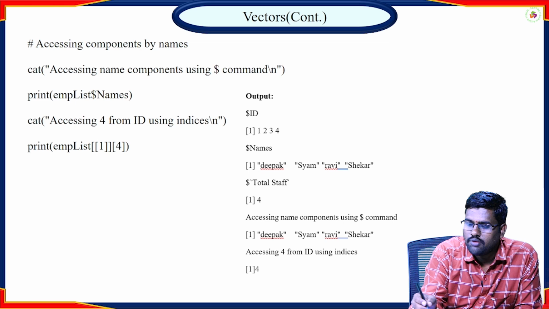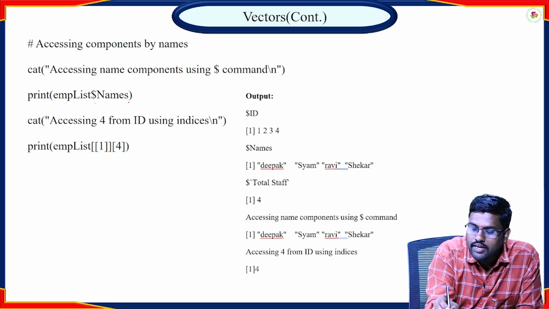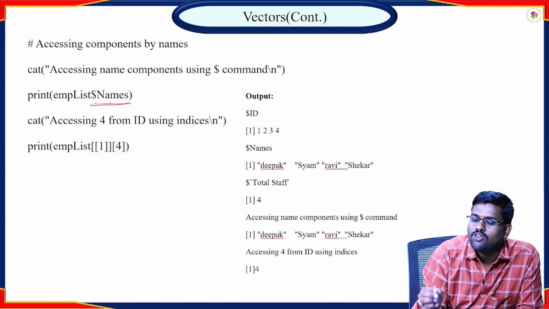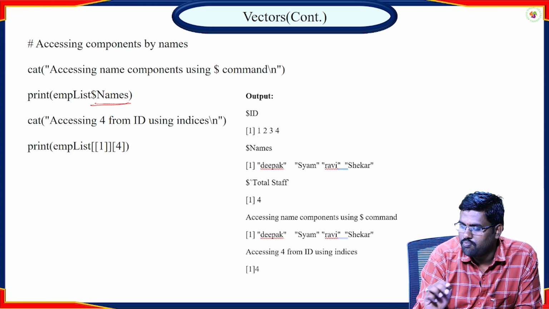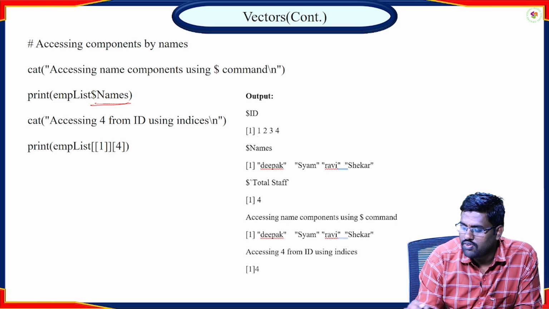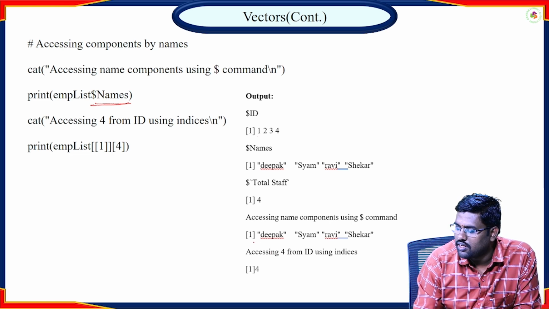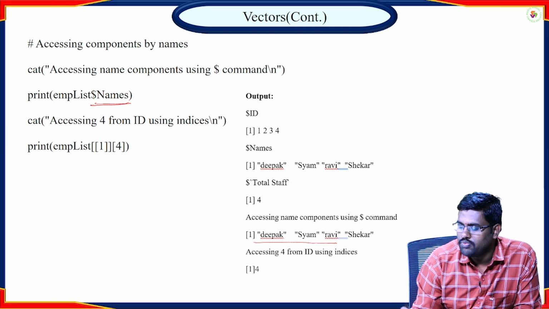Accessing the named components using the dollar command. Employee list dollar names means they need to print only names. Name values will be printed. First we call IDs, and 1, 2, 3, 4 are printed. Next names and total staff, based on the previous command. Now accessing name components using the dollar command, employee list dollar names means only name values will be printed here. Only names. And employee list of [[1]][4], so 1 of 4. Employee list 1 of 4 means that 4 is 4. Why? Because the IDs are 4. Its ID values are 4.